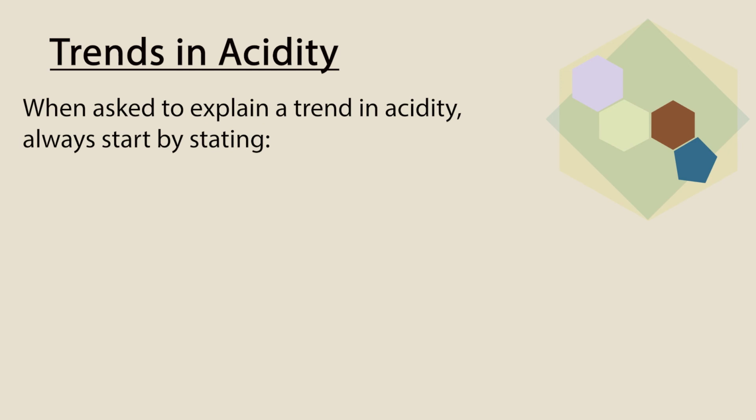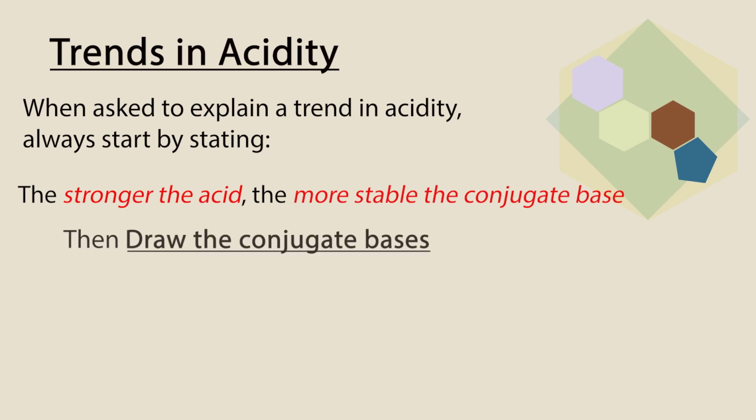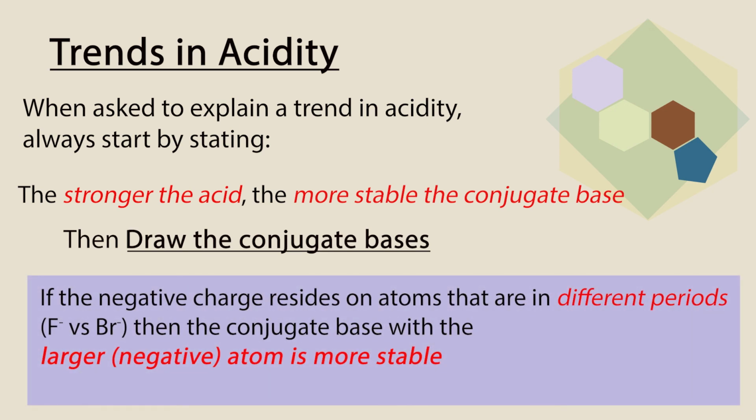In conclusion, when asked to explain a trend in acidity, always start by stating the following. The stronger the acid, the more stable the conjugate base. Then make sure to draw the conjugate bases. The following is generally true. If the negative charge resides on atoms that are in different periods, for example F- versus Br-, then the conjugate base with the larger atom is more stable.